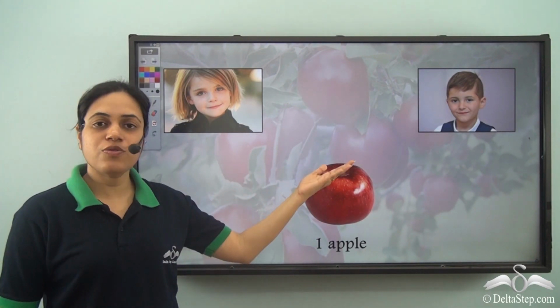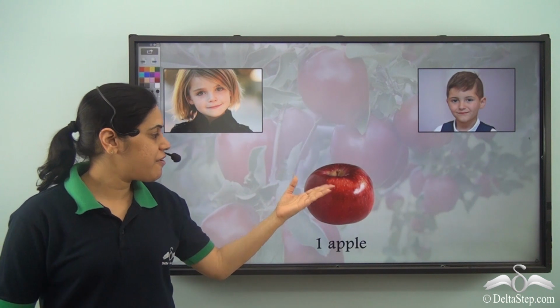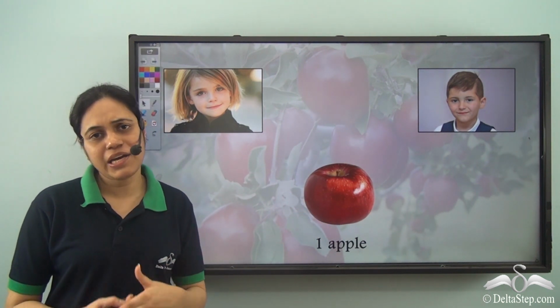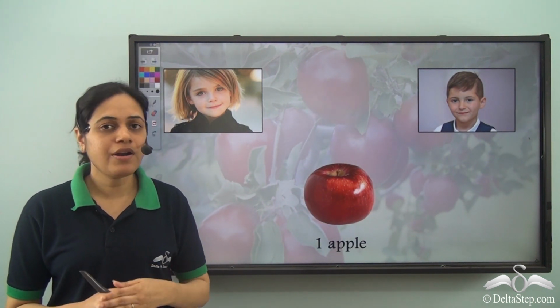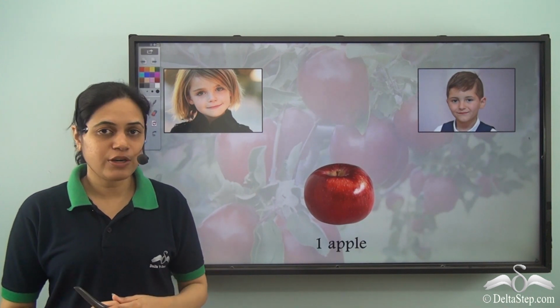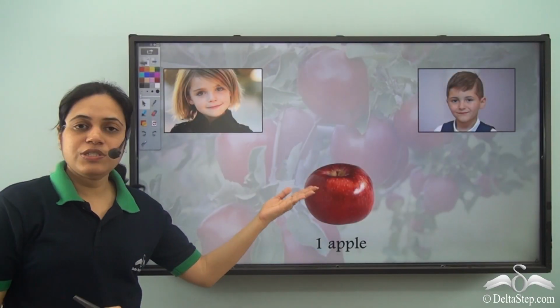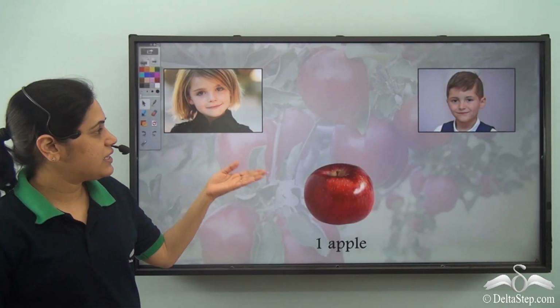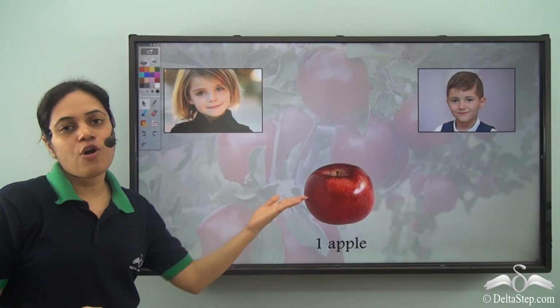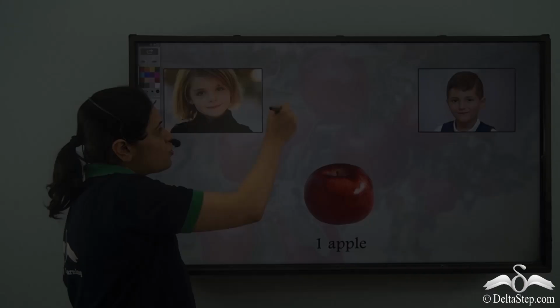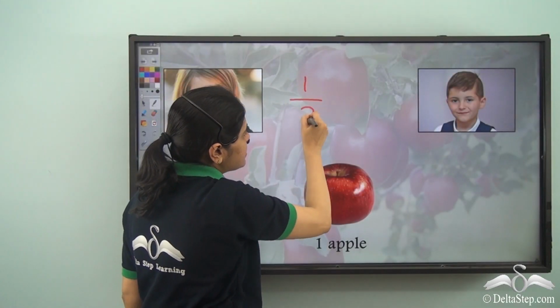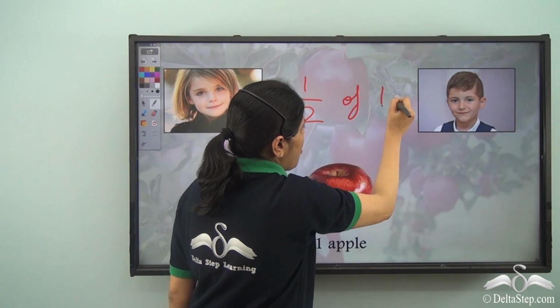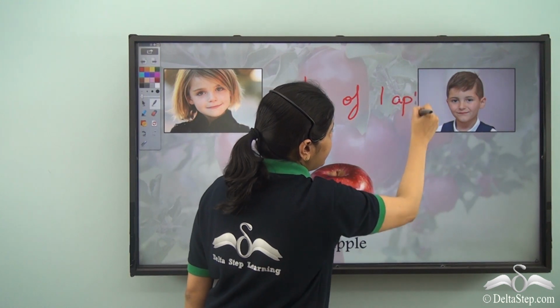Have these two kids over here. They have one apple with them and both of them are hungry. So what would they do? They need to divide this apple between themselves. So they will have half of whatever is there. So each of them will get half of one apple.